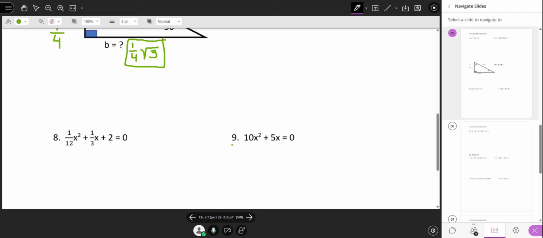Now, number 9, use Desmos. Number 8, LCD. Okay? And I want to teach you a little beautiful trick with your calculator.